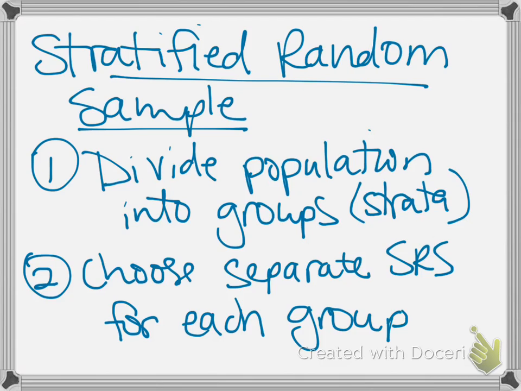So a stratified random sample is related to a simple random sample because you choose simple random samples for each of your groups, but it is not quite the same thing as an SRS. It's sort of a more sophisticated version.